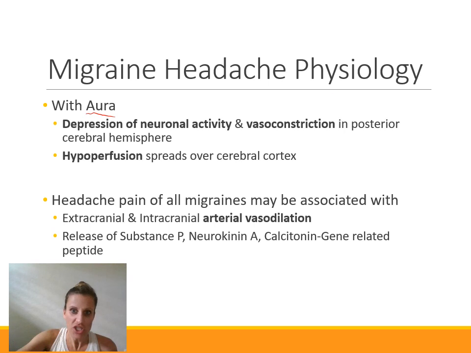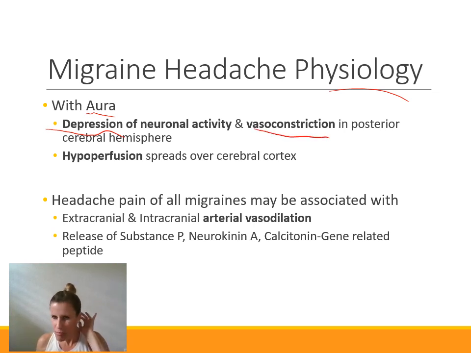When we look at the physiology of migraine headaches, it's different in patients that have an aura versus those that don't. The headache part's the same, but in patients who experience an aura before the migraine, we see that there's a depression of neuronal activity, so a decrease of neuronal activity and vasoconstriction that occurs in the very posterior most parts of the cerebral hemisphere. And then that slowly spreads. Because of vasoconstriction, right, because the vessels tighten up, there's not enough blood flow. So there's hypoperfusion to that part of the cerebral cortex. And that hypoperfusion, again, slowly spreads up over the cerebral cortex as the aura progresses.